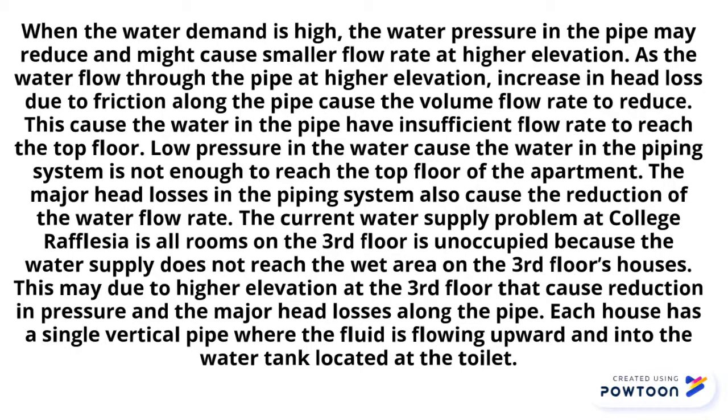The current water supply problem at College Rafflesia is that all rooms on the 3rd floor are unoccupied because the water supply does not reach the wet area in the 3rd floor's houses. This may be due to the higher elevation at the 3rd floor that causes reduction in pressure and the major head losses along the pipe. Each house has a single vertical pipe where the fluid is flowing upward and into the water tank located at the toilet.